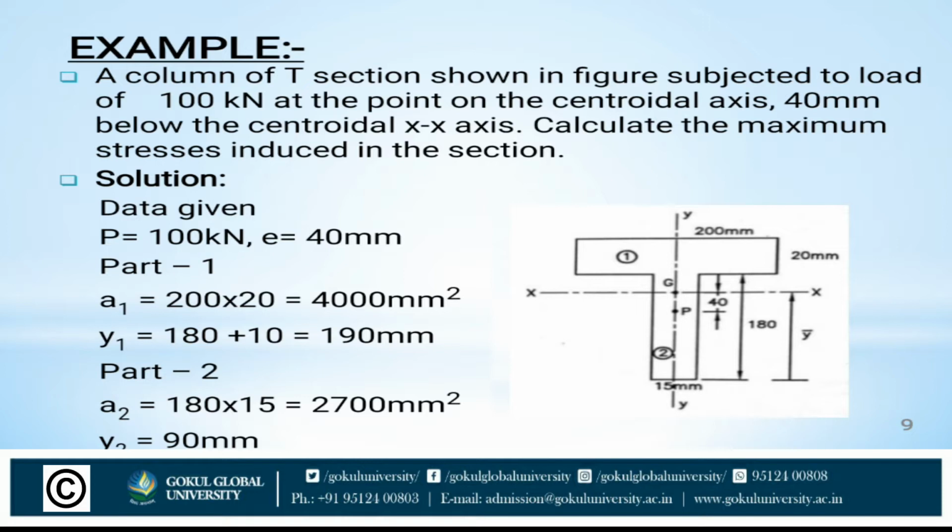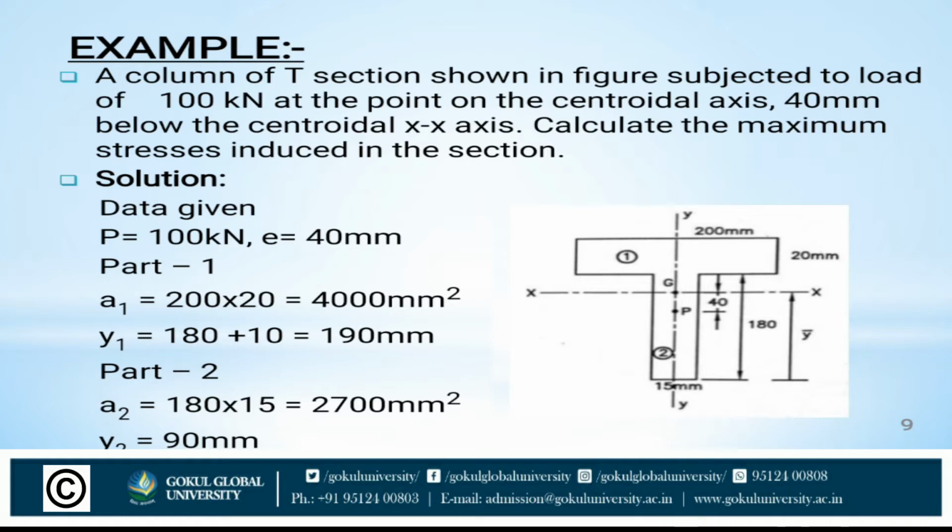First we study an example of direct and bending stress. A column of T section shown in the figure is subjected to a load of 100 kN at a point on the centroid axis, 40 mm below the centroid axis XX. Calculate the maximum stress induced in the section. First we analyze which data is given in the example. Force P is 100 kN. The load is 40 mm below the centroid axis, so our eccentricity e is equal to 40.